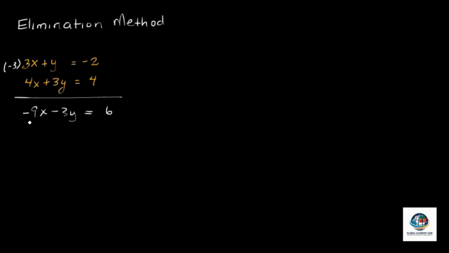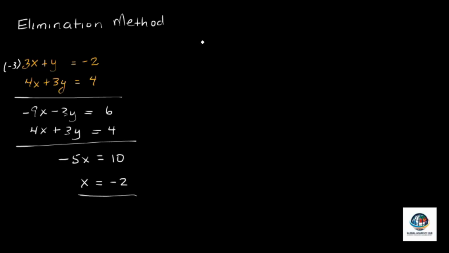We did nothing to equation 2, so that stays the same. And as we can see, here the y's cancel each other. Minus 9x plus 4x is a minus 5x. 6 plus 4 is 10. Divide both sides by minus 5. I'm going to get x is equal to minus 2. So I'm halfway home. I'm going to substitute x is equal to minus 2, again, into any of the equations.